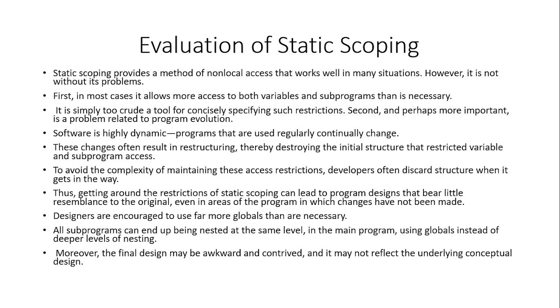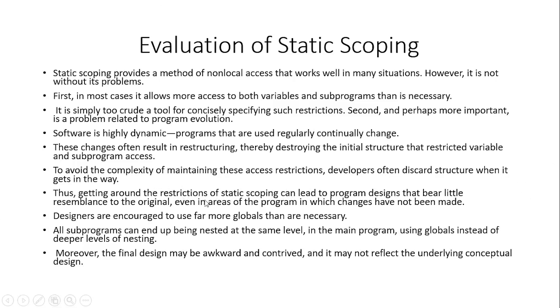Second, and perhaps more important, is a problem related to program evolution. Software is highly dynamic, which means programs that are used regularly continually change. These changes often result in restructuring, thereby destroying the initial structure that restricted variable and subprogram access. To avoid the complexity of maintaining these access restrictions, developers often discard structure when it gets in the way. Thus, getting around the restrictions of static scoping can lead to program designs that bear little resemblance to the original, even in areas of the program in which changes have been made.